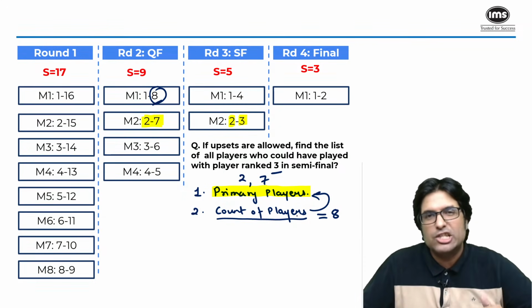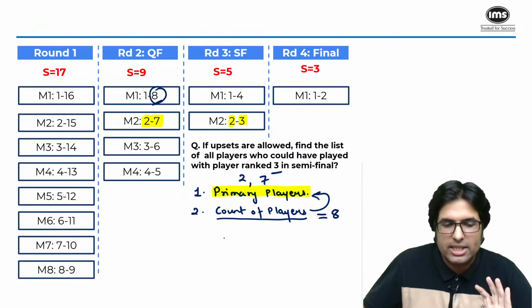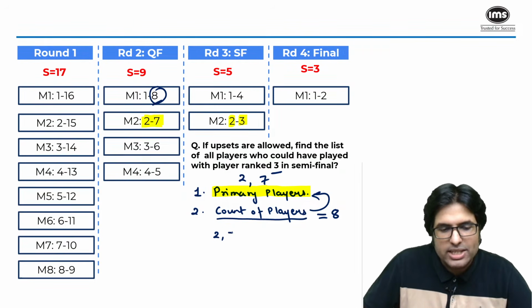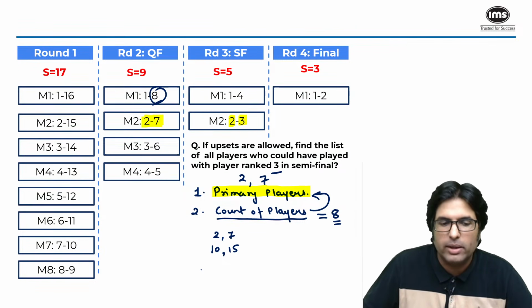And now you have the entire list of players irrespective of the number of players. How? Your base players are 2 and 7. Now just keep on adding 8. Just keep on adding 8. So if I add 8 here, 2 plus 8, 10, 7 plus 8, 15. This is the next list of players. So just keep on adding 8 as a sequence. 10 plus 8, 18, 18 plus 8, 26, 26 plus 8, 34, 34 plus 8, 42 and so on.